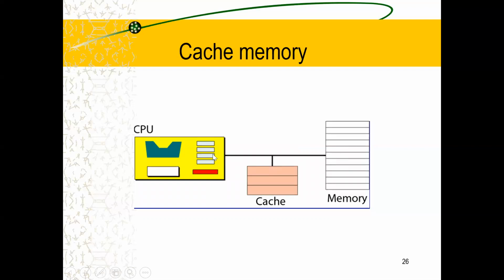So this is the fastest, and you can say this is directly available to the CPU for operation. Compared to main memory, cache is fastest, and compared to this, this is fastest.